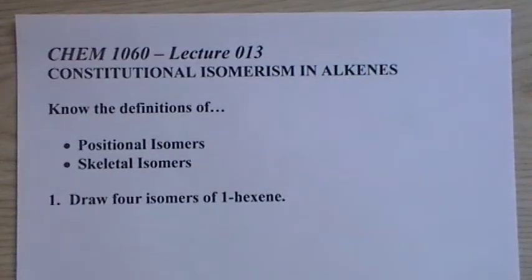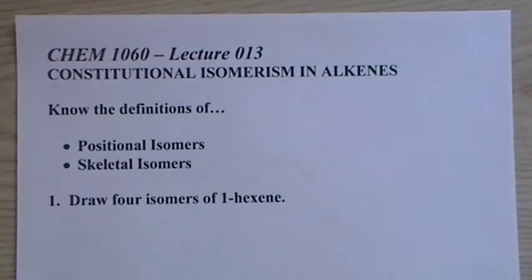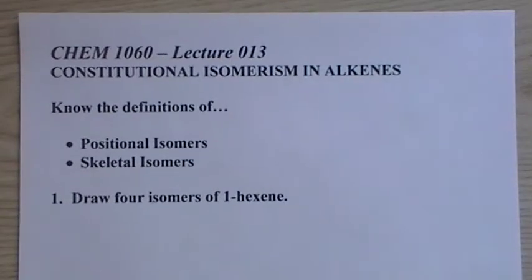Okay, isomers again. You really want to focus on this. I know usually in a class of, say, 20, you have about 3 or 4 people that just have a real hard time with isomers. So we have: draw 4 isomers of 1-hexene.